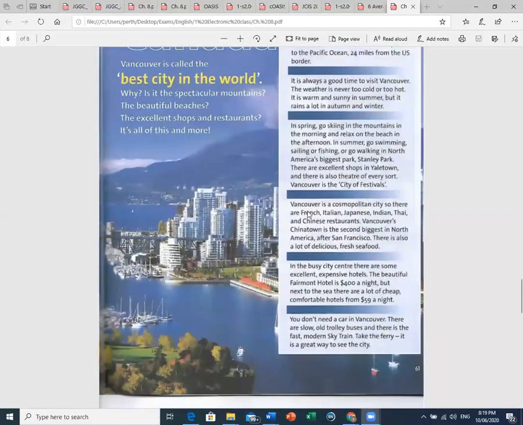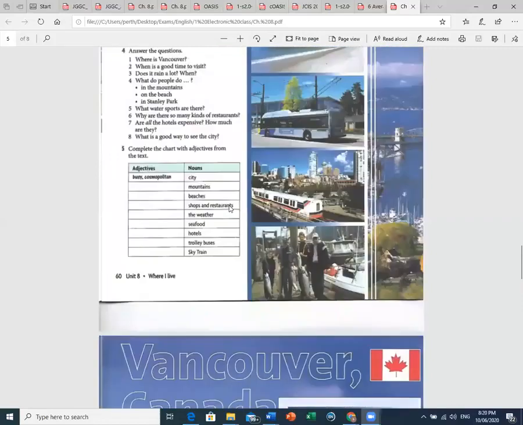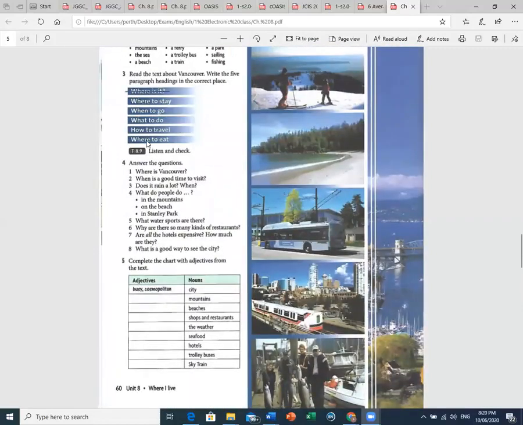Then here: Vancouver is a cosmopolitan city. There are French, Italian, Japanese, Indian, Thai, and Chinese restaurants. Vancouver's Chinatown is the second biggest in North America after San Francisco. There is also a lot of delicious fresh seafood. So here he's talking about food and restaurants, so the heading should be where to eat.